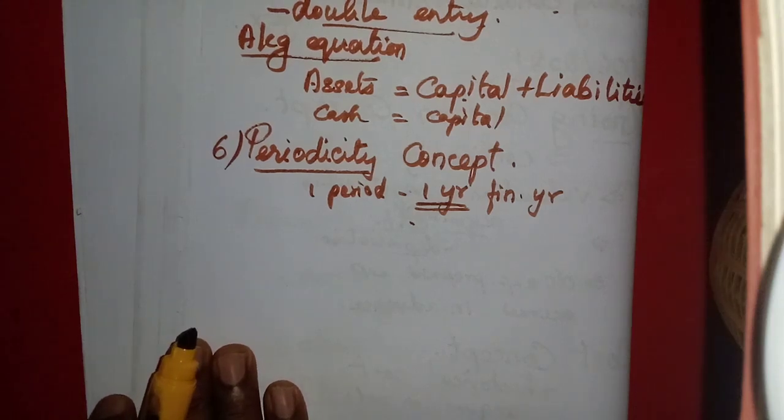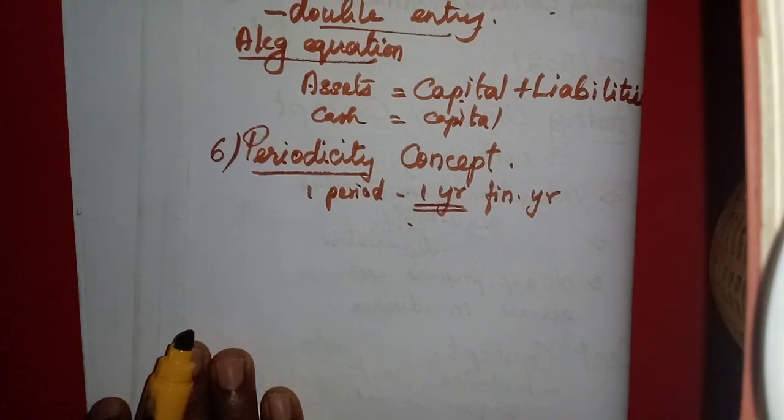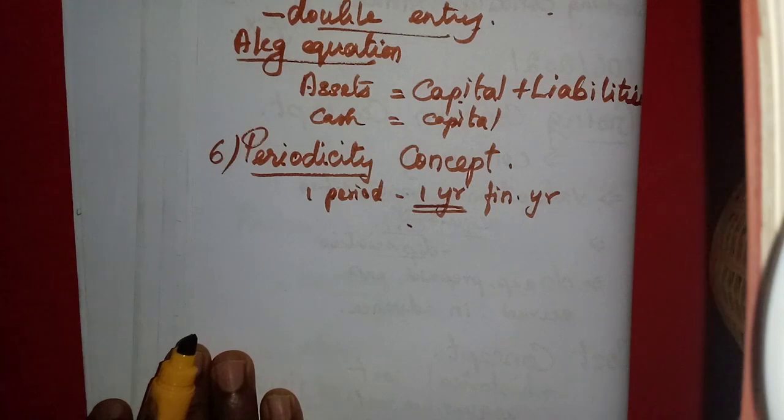Okay, then for that evaluation purpose, for the analysis and interpretation purpose, they need to calculate the profit or the financial position of the business. Okay, that is the periodicity concept. Or maybe monthly, half yearly, quarterly they can prepare, but as a common period they prepare for 1 year. Okay, that is the periodicity concept.